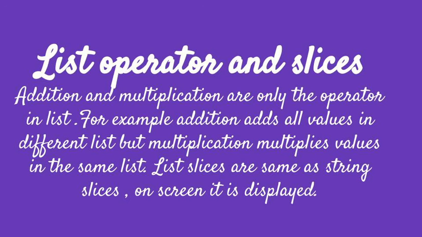We can only use two mathematical operators on a list, which are addition and multiplication. Addition sums all the values in a list and adds them to a different list, while multiplication just multiplies it in the same list. As for slicing, you can slice the list in the same form as you do strings. You can see the code on the screen.